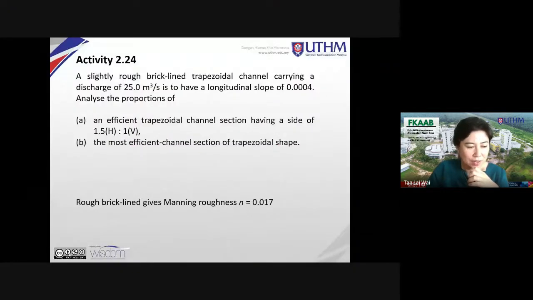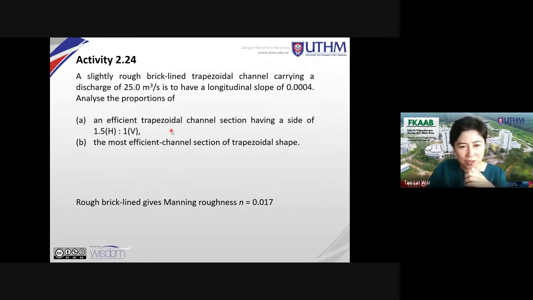The question asks you to find, it's not very direct. The question doesn't ask you to specify what the channel's width, side slope, and things like that are. If you look at the question, it will just say analyze the proportions for an effective trapezoidal channel section.